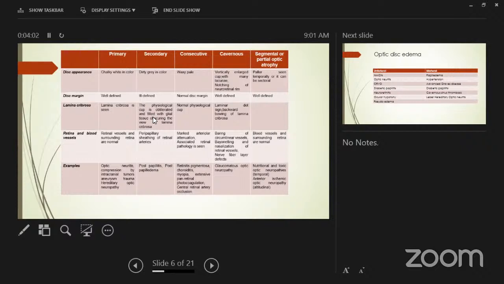This is just to summarize the optic atrophy that is seen ophthalmoscopically. Disc appearance will be chalky white in the primary, dirty gray in color in the secondary, and waxy pallor in the consecutive one. In the cavernous one, a vertically enlarged cup will be there, and in segmental or partial optic atrophy, there will be pallor, usually seen temporally, or it can be seen as a sectoral one. Okay, the rest of the things I had explained already.